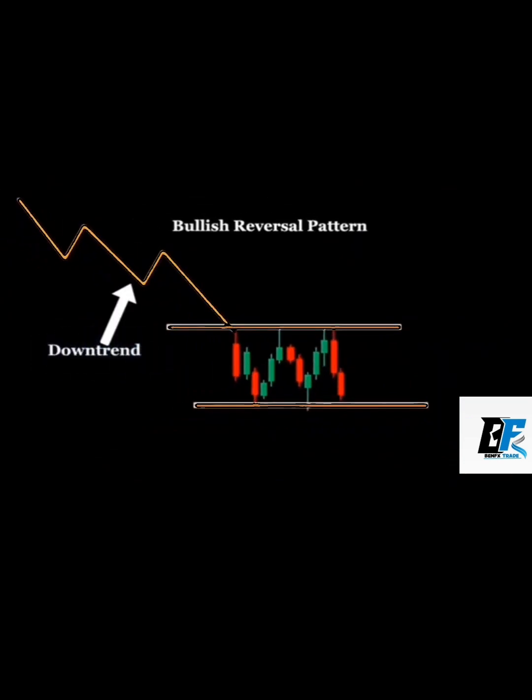In a downtrend, smart money is looking to buy at discounted prices. This begins with the accumulation phase, where price starts to consolidate in a range. Here's how to catch the upside move.